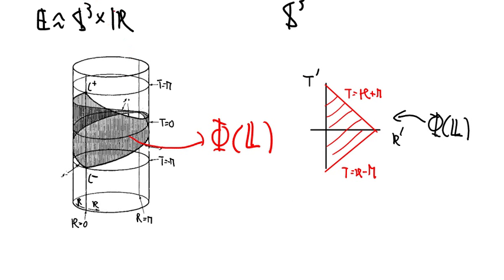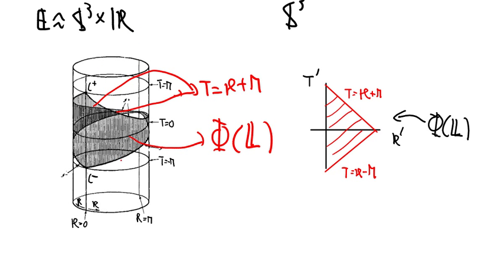And so, if you look at this picture, this line goes to these two lines. This is t equal to r plus pi, and these two lines below correspond to this. Okay.